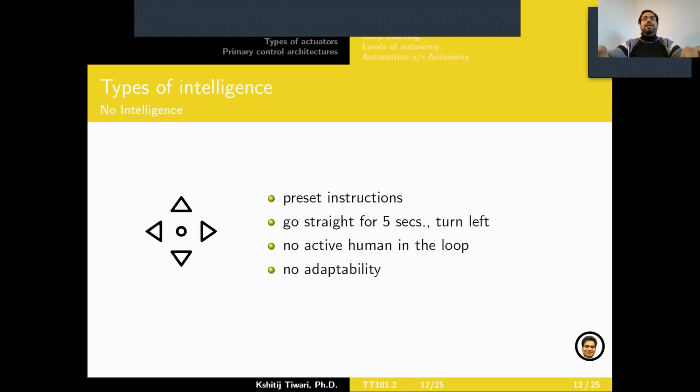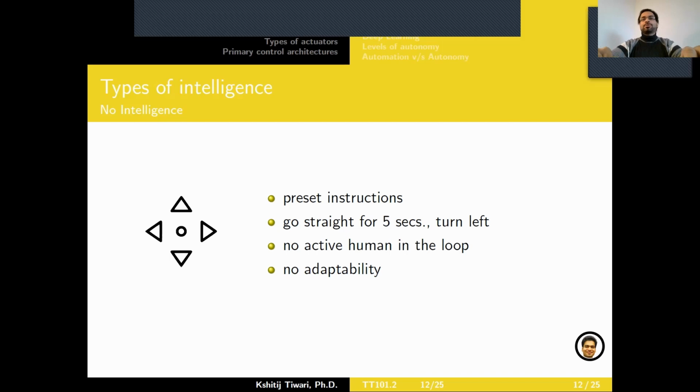Another form of a very non-intelligent solution, which could be useful for some cases, is preset instructions. We call it human in the loop when, basically, every step of the way the human is doing something. For example, in the previous example with a joystick, there would be a human in the loop sending commands. So even if it's non-intelligent, the human needs to be actively involved to some extent.